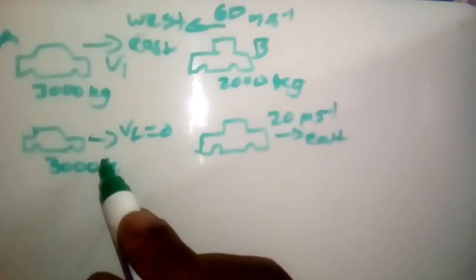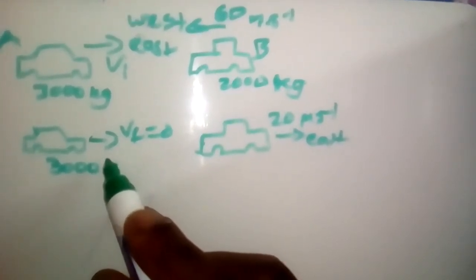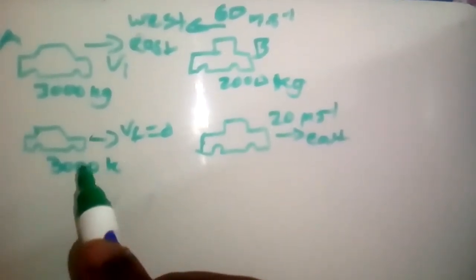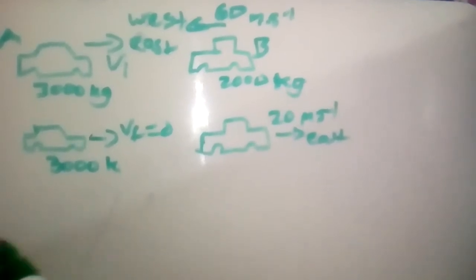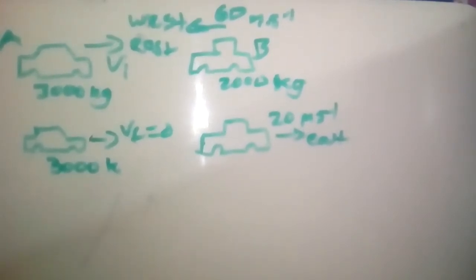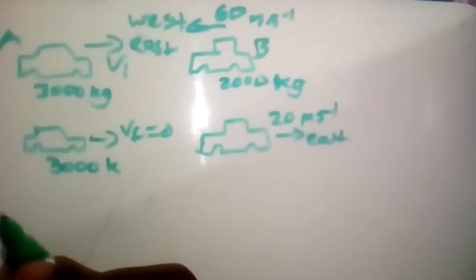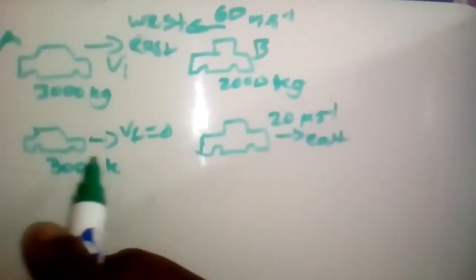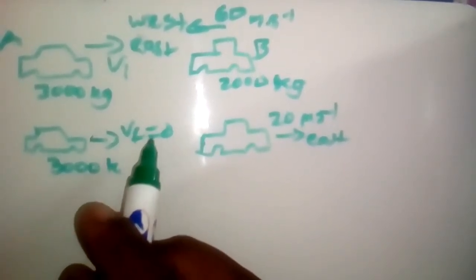Or they won't tell you that it moves at a velocity of 0. In the question, they'll tell you it's at rest. So if they tell you it's at rest, then you have to know that velocity is 0, right? It can also be at rest initially, right? So it means that the previous velocity will be 0 if they tell you that it's initially at rest. Now let's say after the collision it's at rest, meaning the velocity is 0, right?